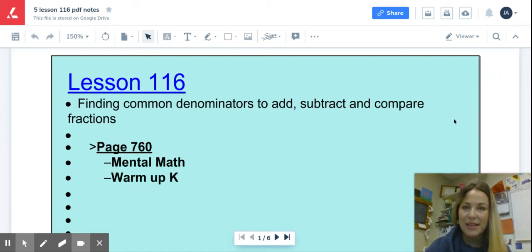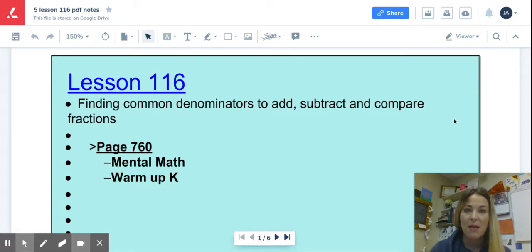Hey everyone, today's lesson is lesson 116, and it's finding common denominators to add, subtract, and compare fractions. A couple of lessons ago we talked about LCM, or least common multiple. That set you up for this foundation, so that is really what we're going to practice using today in order to do this.